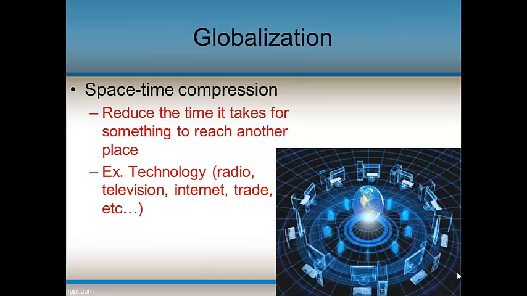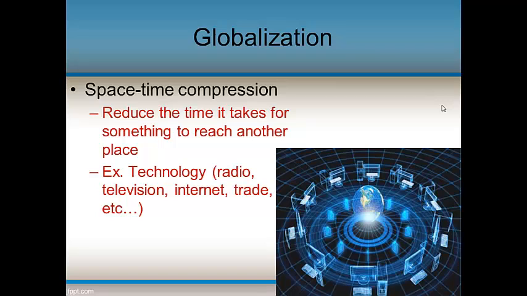Alright, so globalization. If you want to look at it this way, it's the integration of societies. How the United States relates to China, and how China relates to India, and how India relates to France, and how France relates to Russia, and so on and so forth. It's this interrelationship. Globalization is made easier through space-time compression. That's a reduction of the time it takes for something, like information or an object, to reach another place.